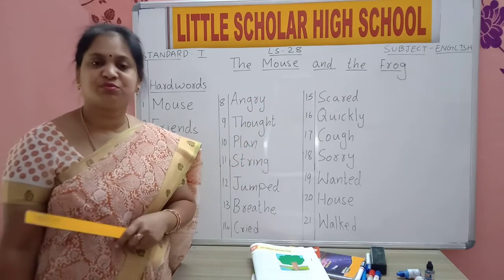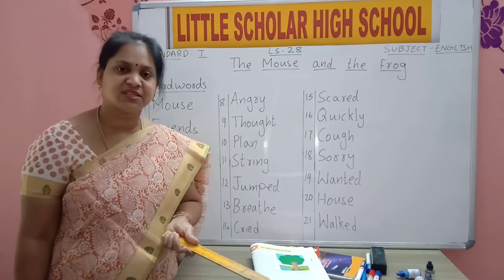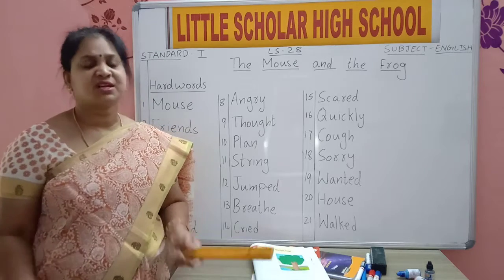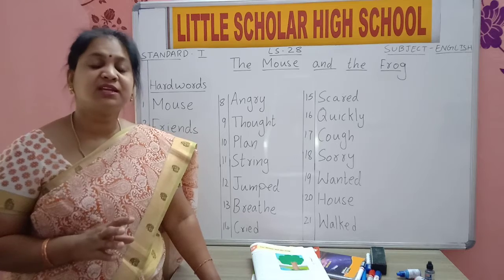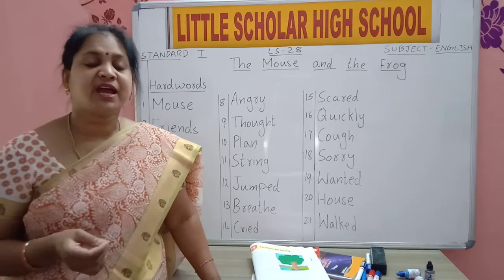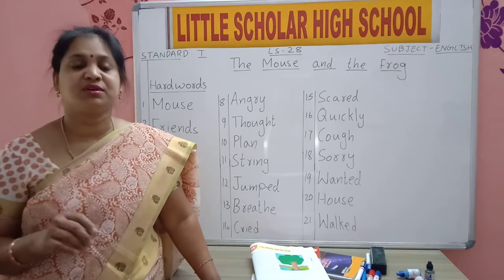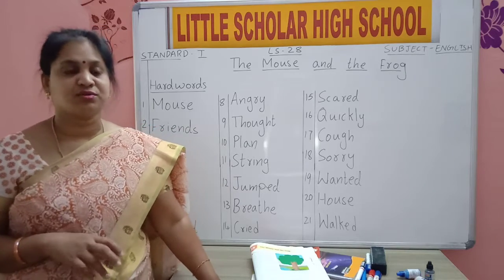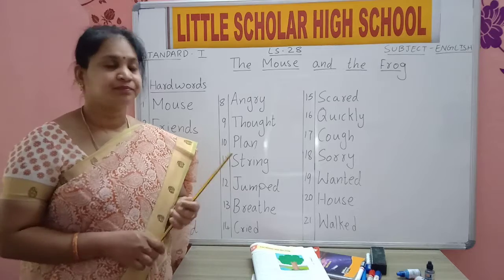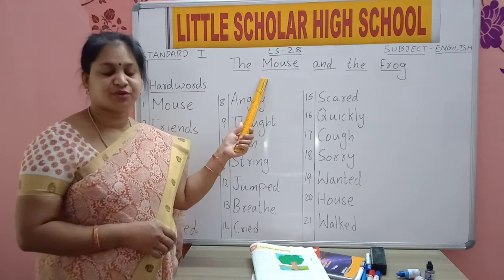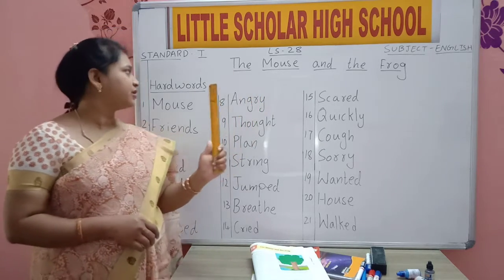I want to take you to my house. Then the mouse will say, no, I don't know swimming. That's why I don't come to your house. But the frog did not say anything. It made a plan and it wanted to take the mouse to the frog's house. So before doing anything, we should ask, we should think. The mouse and the frog. The mouse and the frog.